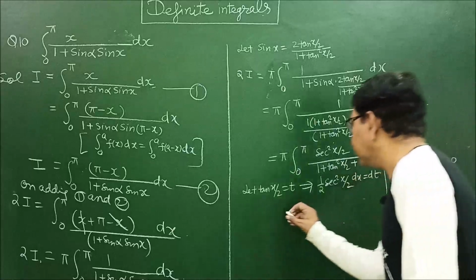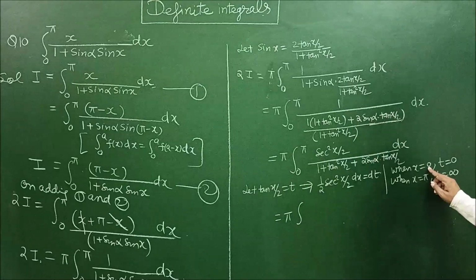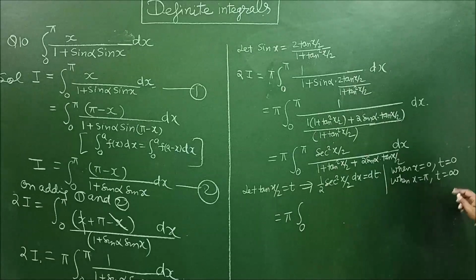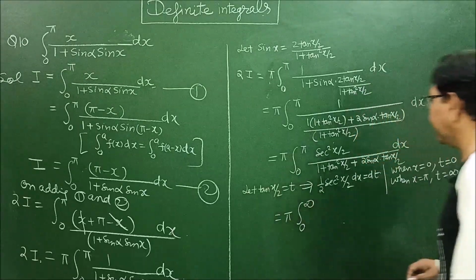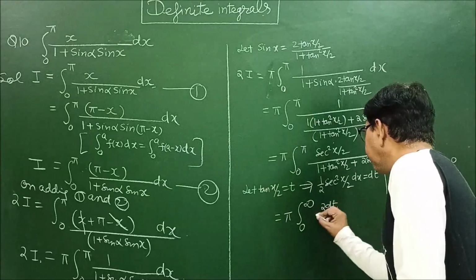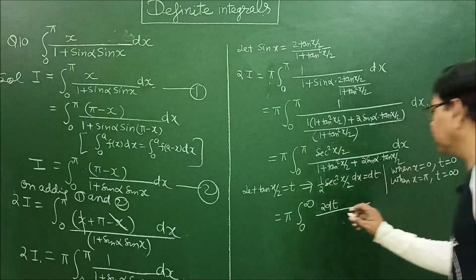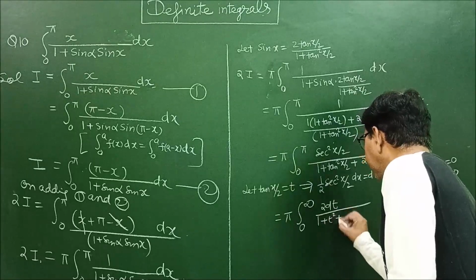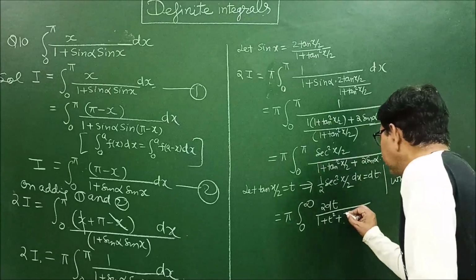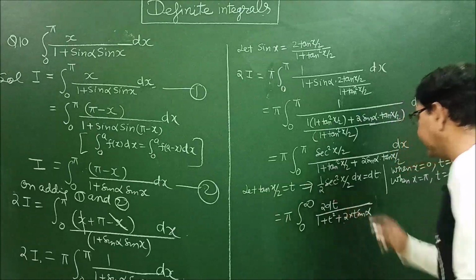Now changing the limits here, the lower limit of t is 0, and the upper limit, when x is equal to pi, is infinite. So we have pi times integral 0 to infinity of 2 dt upon, in the denominator, 1 plus tan square x by 2, that is 1 plus t square, plus 2 into t into sin alpha.